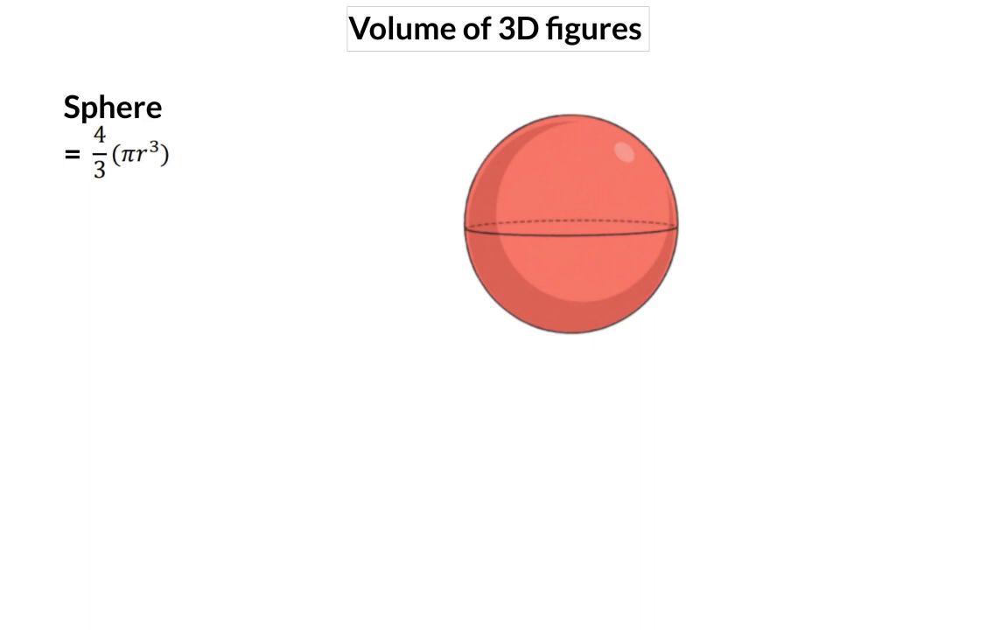Our last figure is the sphere, and for the volume of a sphere, once again, you need to know this formula by heart. As examples, I'm going to use the same two questions we did in lesson 1, determining the surface area, and now we are going to determine the volume.